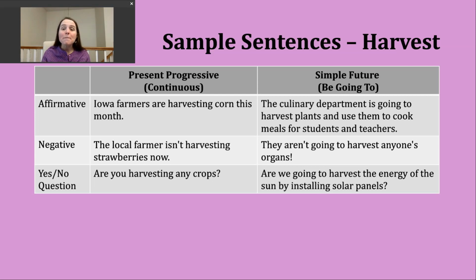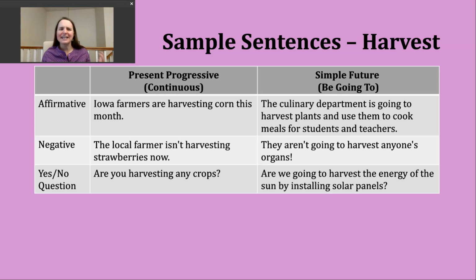Okay? To make a simple future sentence using be going to, I'm going to start with my subject, and then I need to use the present form of be. So it could be am, is, or are. Then I use going to, and then the base verb.